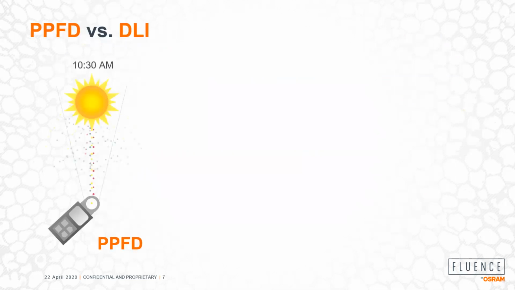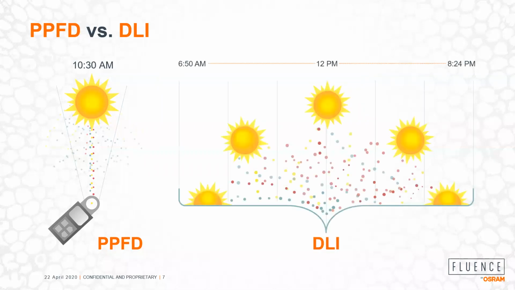So now what's the difference between PPFD and DLI? As we stated, PPFD is the measurement of photon density at a single point in time, whereas DLI is a measurement of the photon density over a period of time. So a 24-hour period of time gives us our DLI level.